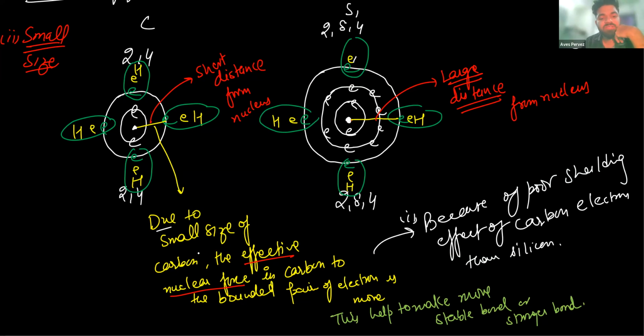Note it down. Due to small size, the effective nuclear force in carbon on the bonded pair of electrons is more. This will help to make a more stable bond, or a stronger bond.